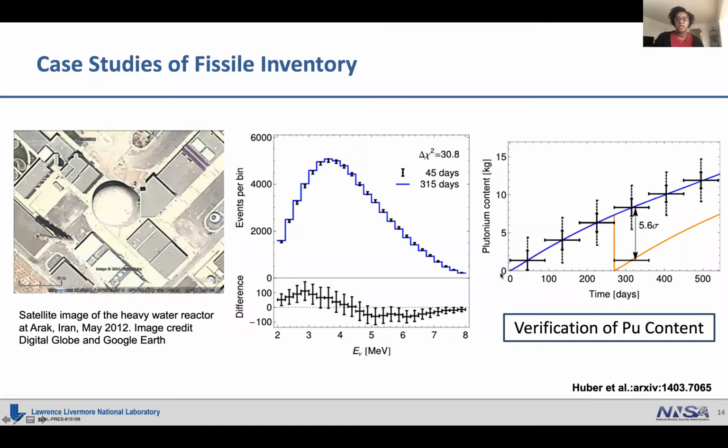Here they show the plutonium content that they were showing for 45 days. There's a loss of continuity of knowledge, and about 8 kilograms of plutonium is removed from the nuclear reactor, and they start back up again. They're able to show that you can see within about 5.6 sigma that there's a difference in the count rate, or the energy spectrum, that you're expected to see. This is a pretty good demonstration of how you can use antineutrino monitoring on something like a heavy water reactor to see if plutonium is in fact being diverted from the nuclear reactor.